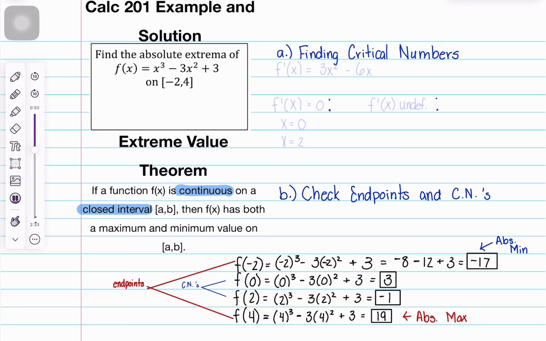First, we have to find the derivative of our function. So that being our derivative, it can tell us where our slope is equal to 0 or where it is undefined.